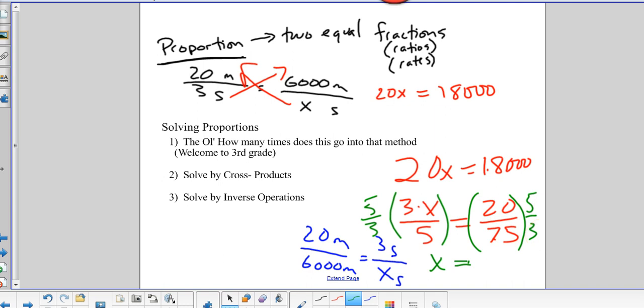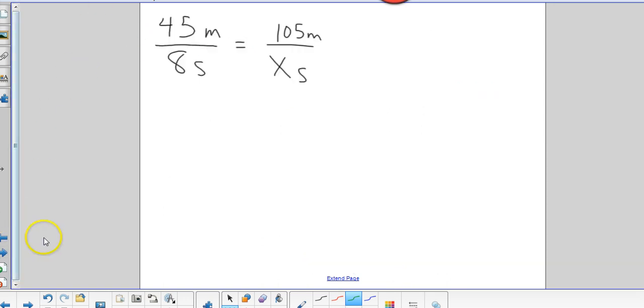Any of those methods work, whatever this happens to be, 25, 75. Weird. It's 20 over 75. That can't be true. Anyway, any of these methods work, but depending on what the problem involves may determine what method we want to use.